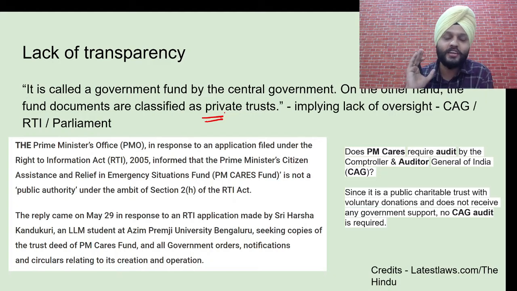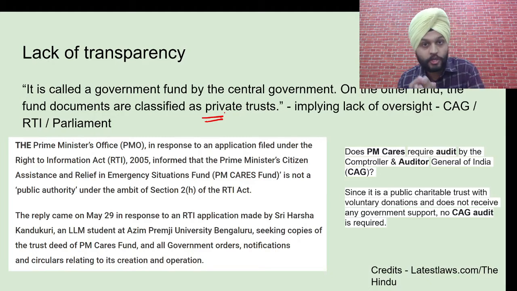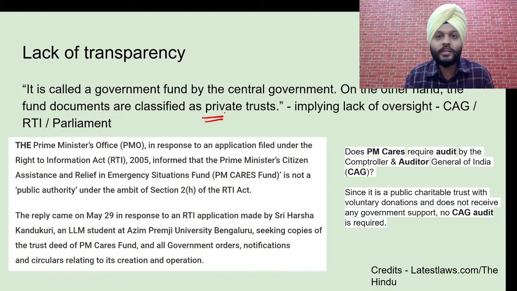Somebody filed an RTI, Right to Information Act. Now, given that PM Cares Fund is being controlled by the Prime Minister, a political executive, the money has been given to the district magistrates. So naturally, even if it is registered as a private trust, it is functioning as public property. It has donations of the people. There are exemptions under the Income Tax Act. So it is acting as a public institution for all practical reasons.